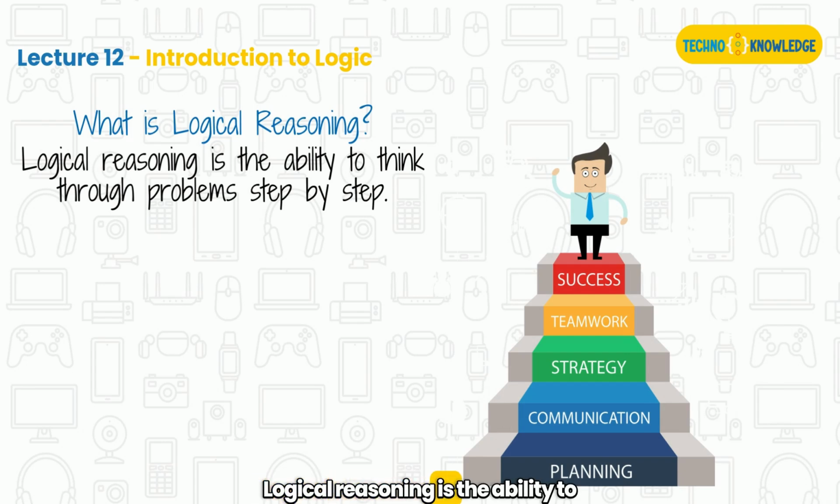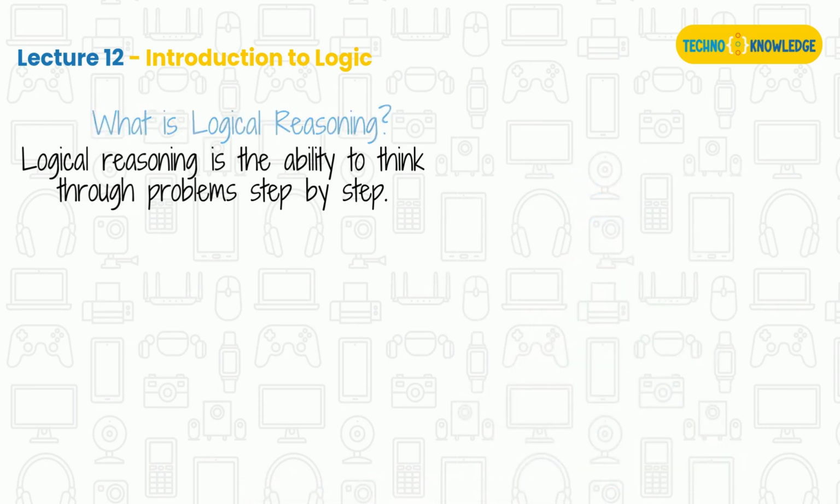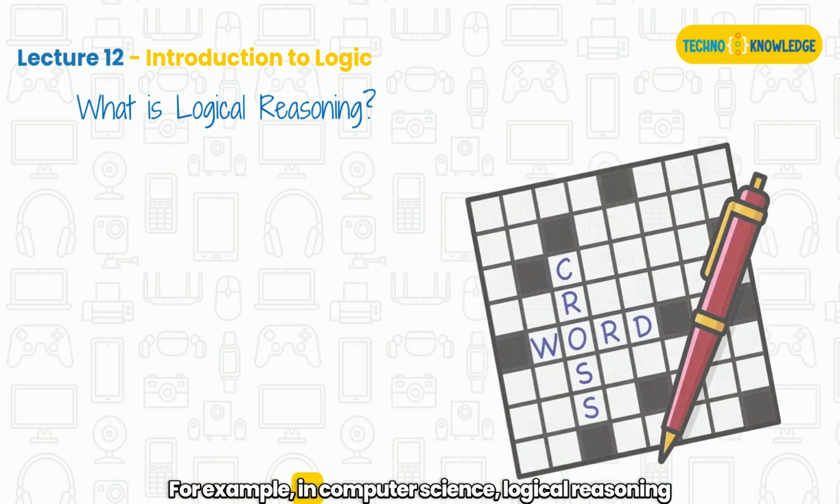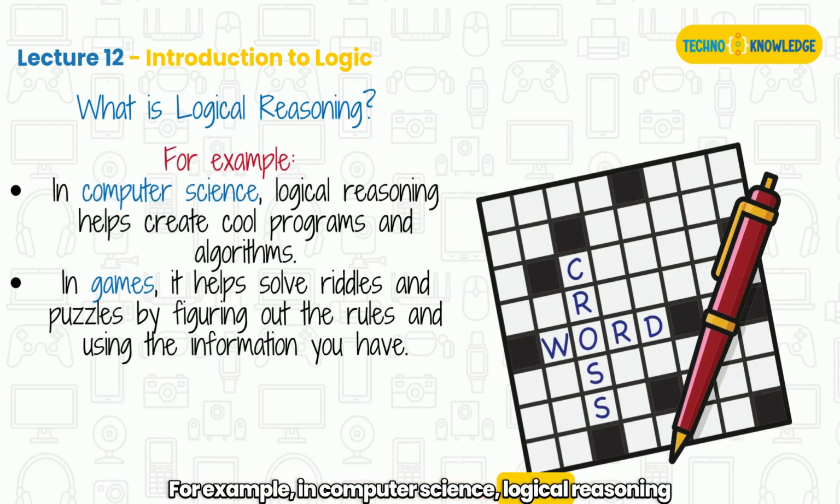What is logical reasoning? Logical reasoning is the ability to think through problems step by step. It's like being a detective and solving mysteries. For example, in computer science, logical reasoning helps create cool programs and algorithms. In games, it helps solve riddles and puzzles by figuring out the rules and using the information you have.